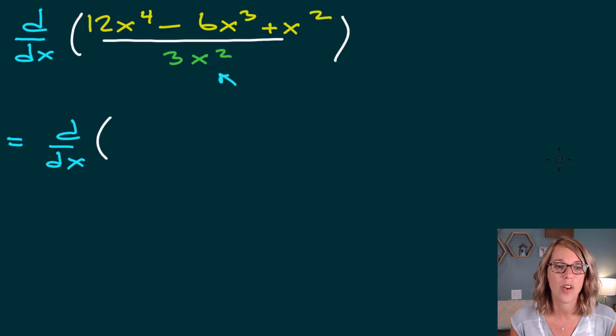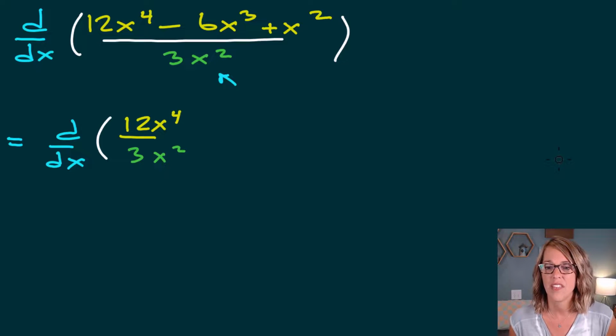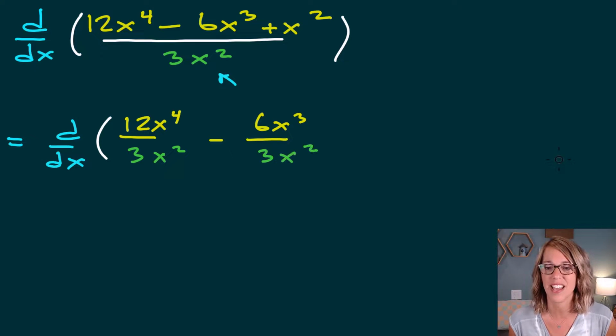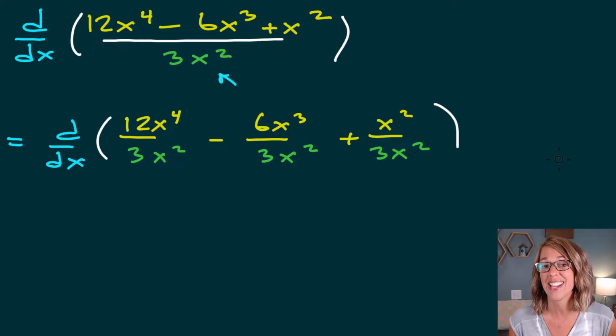So I'm going to take the 12x to the fourth. I'm going to actually write each of these in a numerator. That's going to be divided by the 3x squared. And then minus the 6x cubed, which is also going to be divided by the 3x squared, just splitting this up amongst that numerator. And then finally, the x squared divided by the 3x squared. Because I've done this, I can go ahead and simplify by canceling. Let's move through and cancel what we can here.